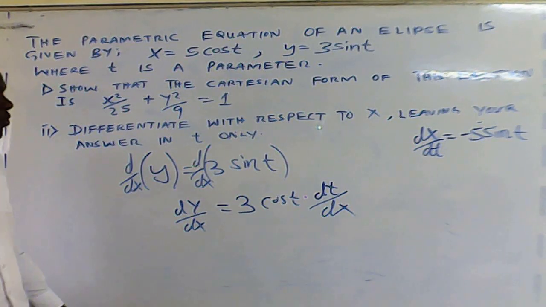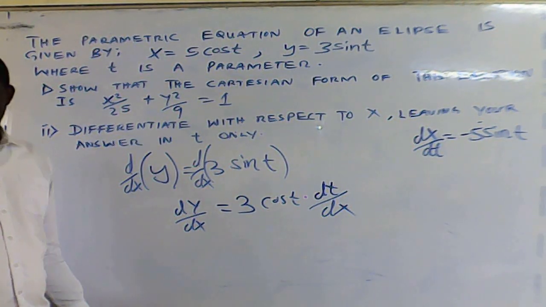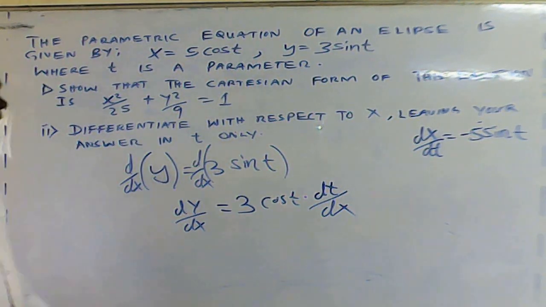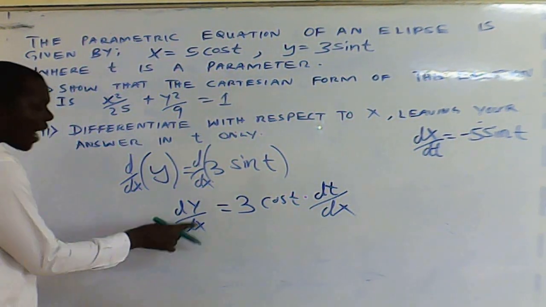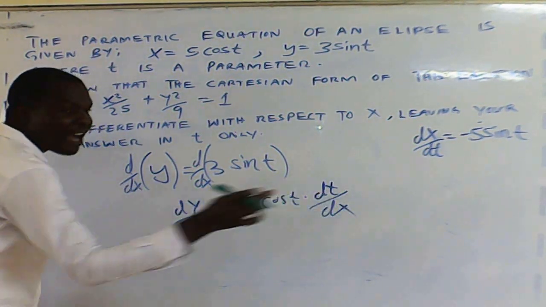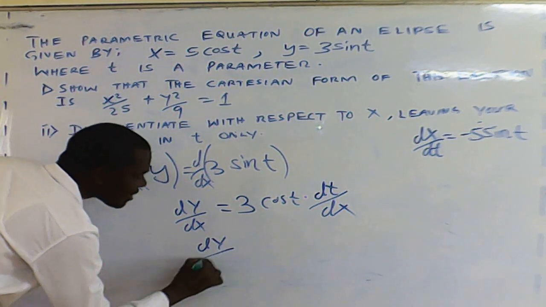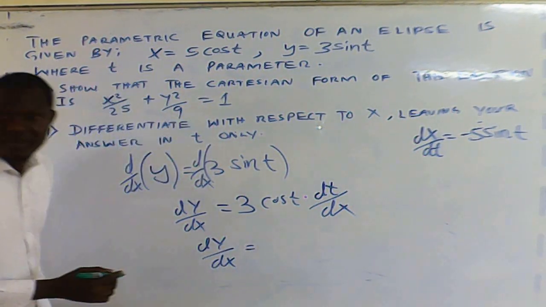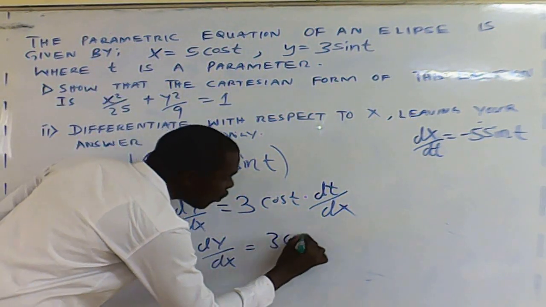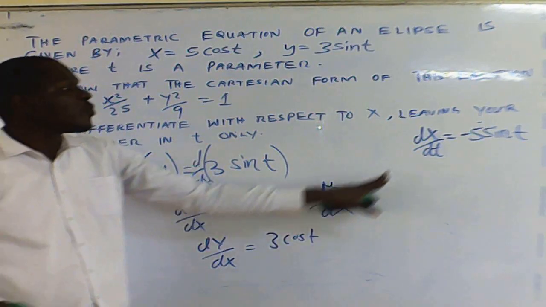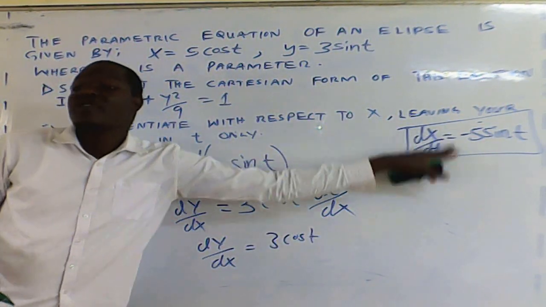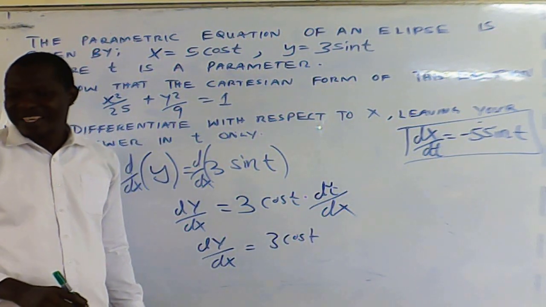So look here. You were told to leave your answer in t only, isn't it? What do we have? We want dy over dx, meaning we get rid of dt over dx. So what is dy over dx? Dy over dx, which is the derivative, is 3 cos t times dt over dx. But we have dx over dt, meaning dt over dx is the reciprocal of dx over dt, isn't it? Are you seeing that? Yes.